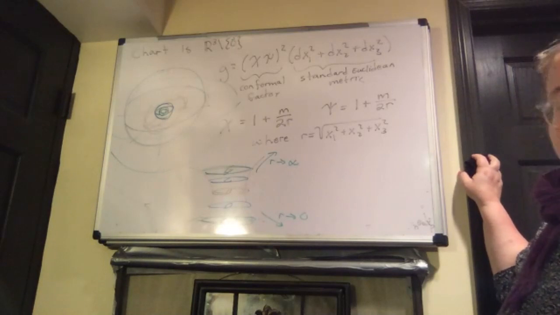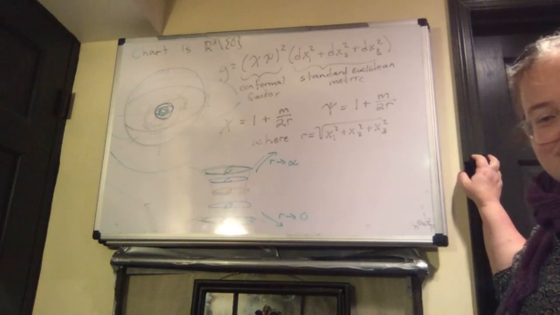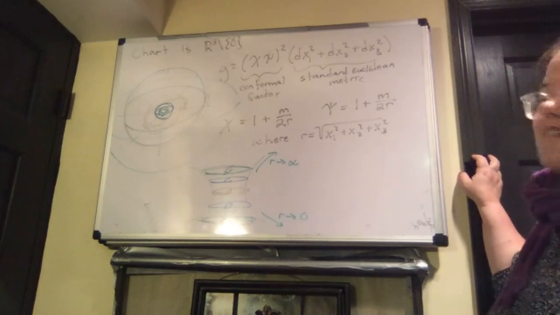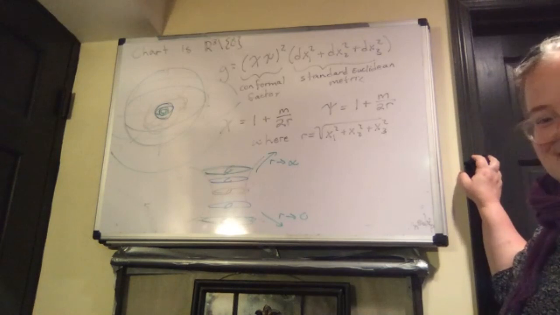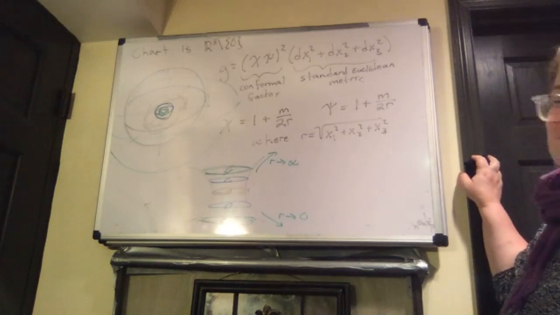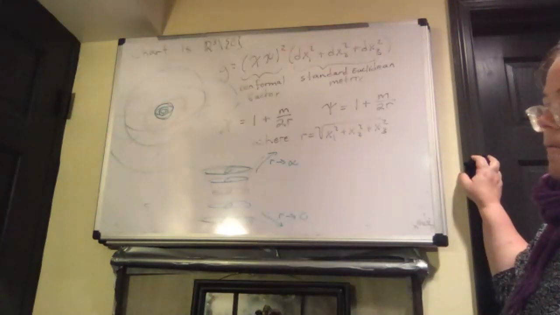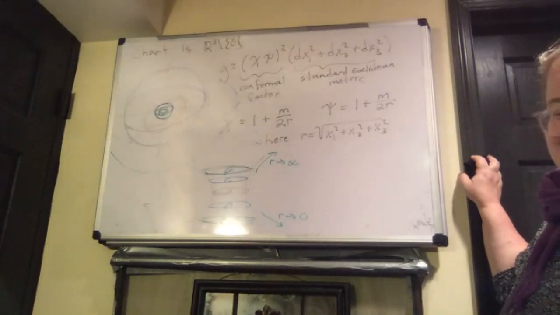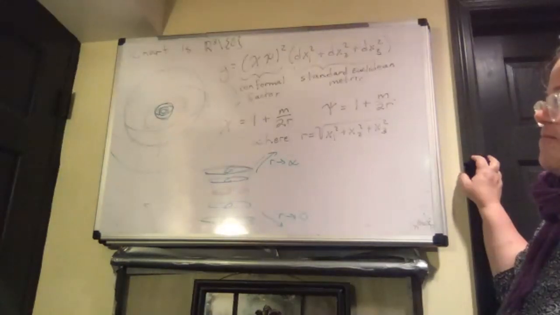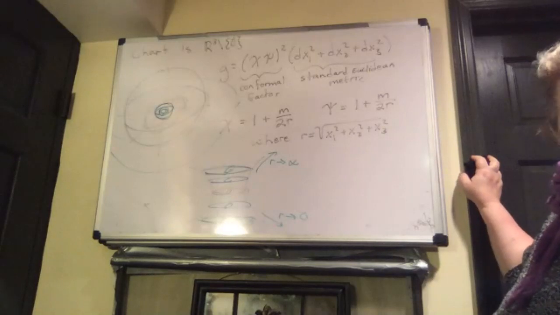Does anyone guess what it is? The M is a hint. What kind of space do you think this might be? Is that me? Minkowski? No. It's M for mass.